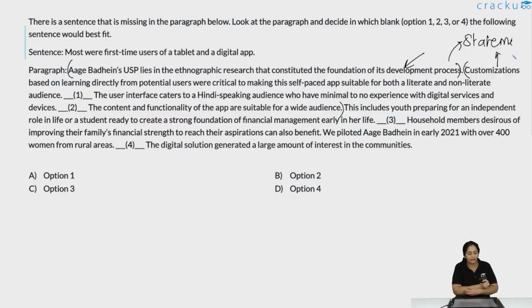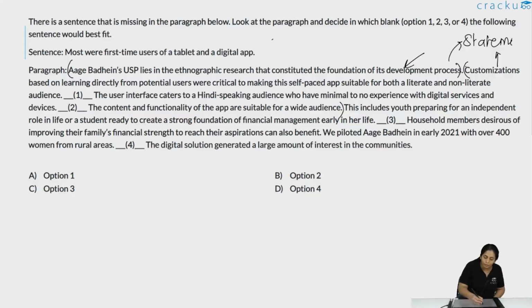So if you consider blanks 1 and 2, this does not work in either of them, because the first statement tells you how the development process occurred. The development process occurred keeping in mind these people. This is not about the usage of the app yet. It is only talking about the development process, and at the time of development, they thought about who is going to be using the app, and they made the app accordingly.